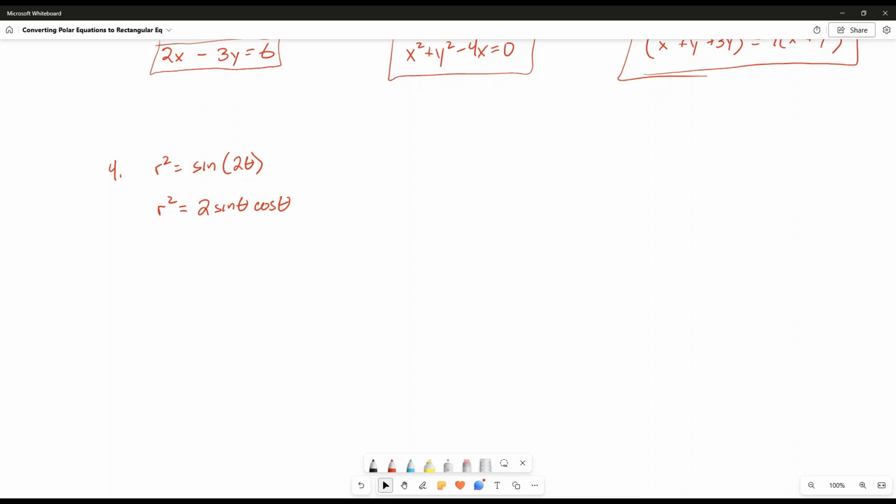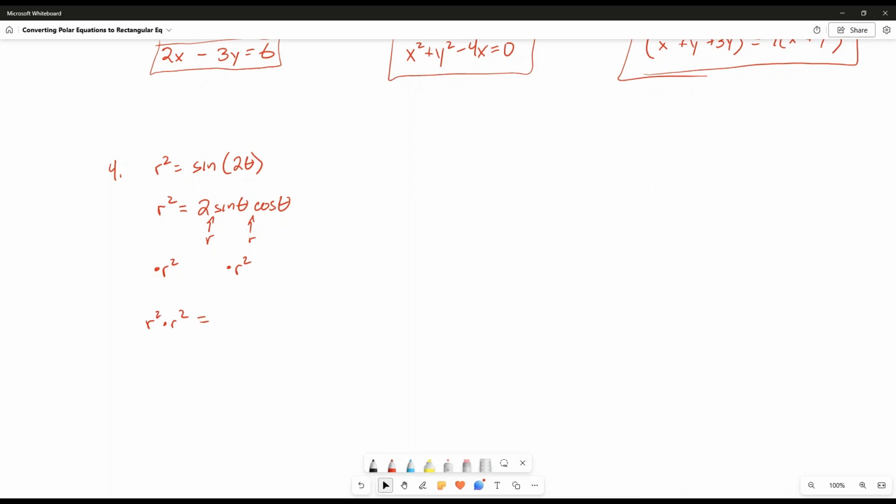Okay, so using our identity, we now have the equation r squared is equal to 2 sine of theta cosine theta. Now, with sine and cosine, we need an r. So that means I need an r here and an r with the cosine. One for the sine, one for the cosine. So that means I need to multiply both sides by an r twice. So that really means I need to multiply both sides of this equation by an r squared. Okay, so on the left side, r squared times r squared.